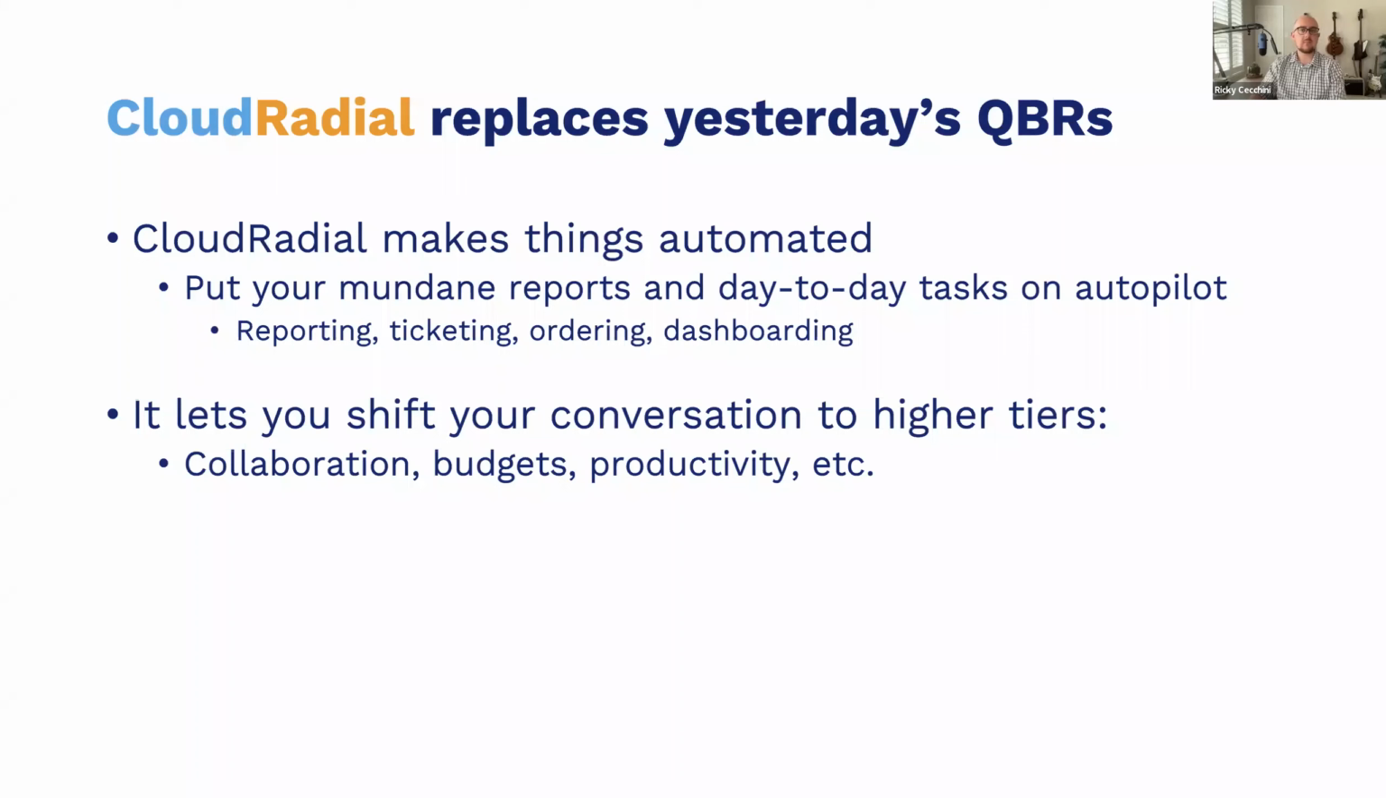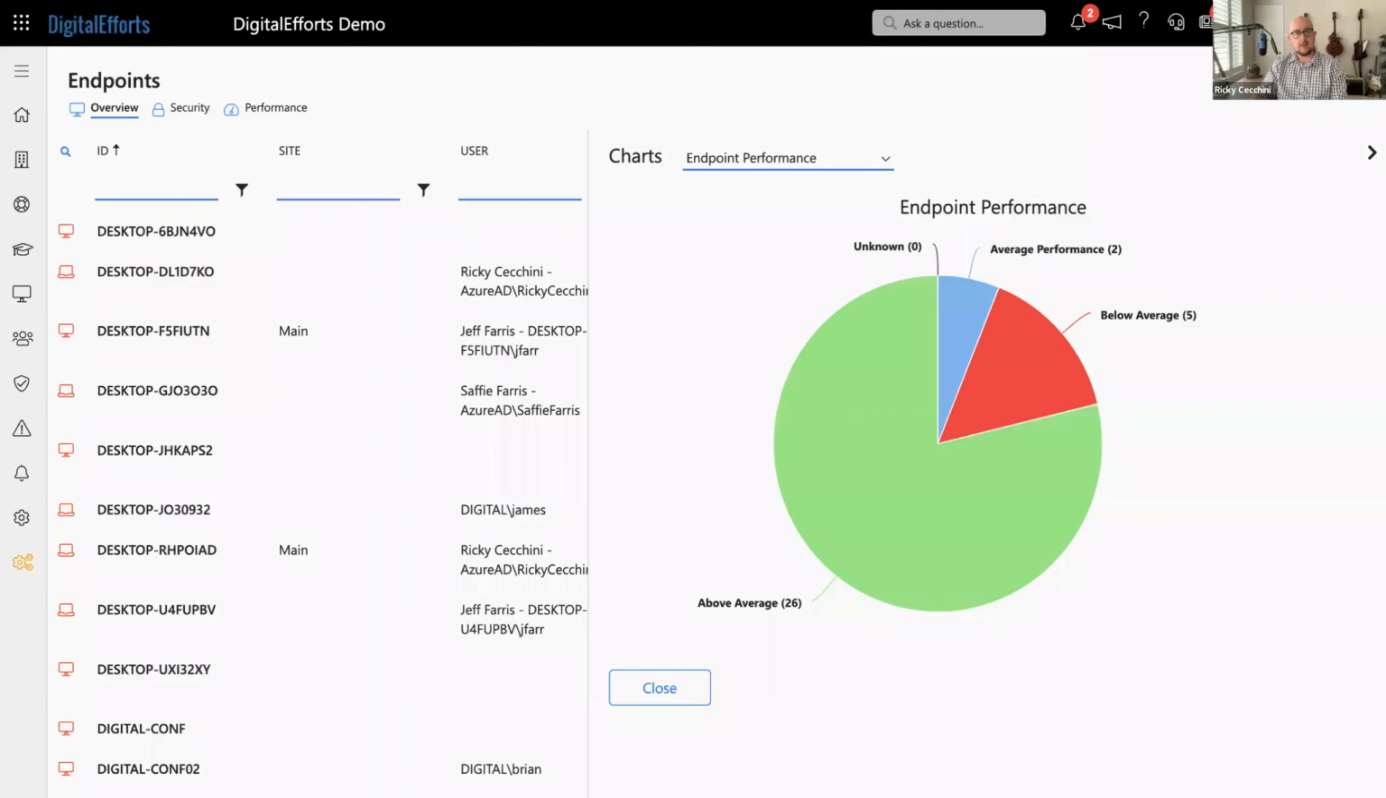Don't call me to go check my ticket history. I don't want to print out the tickets or pull up a dashboard. I can see that whenever. I don't want to waste my precious time with you reviewing things that are otherwise available. If you can make that stuff a given, you can shift your conversation up to those higher buckets, like collaboration and productivity. And what Jeff is sharing on screen right now is one of literally hundreds of screens inside CloudRadial that would replace a lot of those QBR conversations.